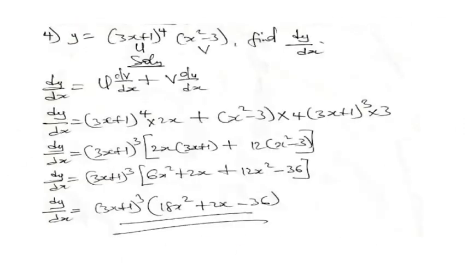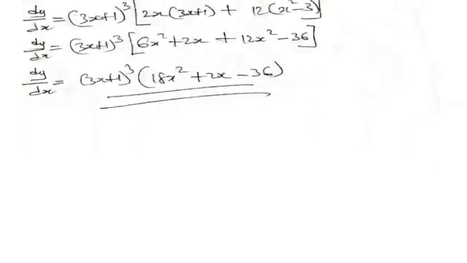Number 4. If y equals (3x plus 1) to the power 4 times (x minus 3), find dy over dx. Since it's still a product, we have u dv over dx plus v du over dx. That is (3x plus 1) to the power 4 times 1 plus (x minus 3) times 4(3x plus 1) to the power 3 times 3. When we simplify and factorize, our answer becomes (3x plus 1) to the power 3 (18x squared plus 2x minus 36).